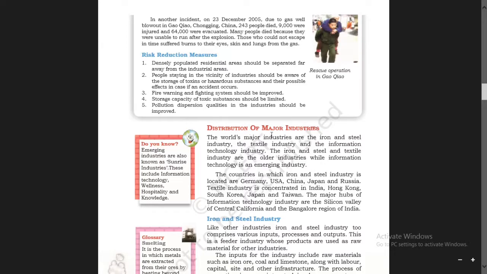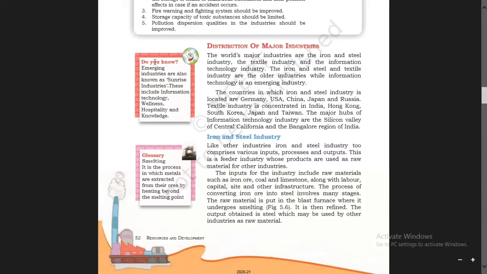Now let us see distribution of major industries. The world's major industries are the iron and steel industry, the textile industry, and the information technology industry. The iron and steel and textile industries are the older industries, while information technology is an emerging industry.